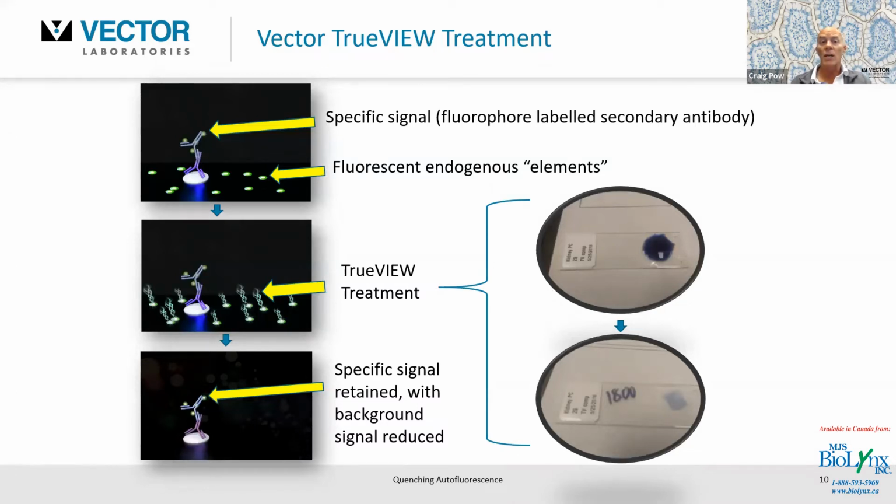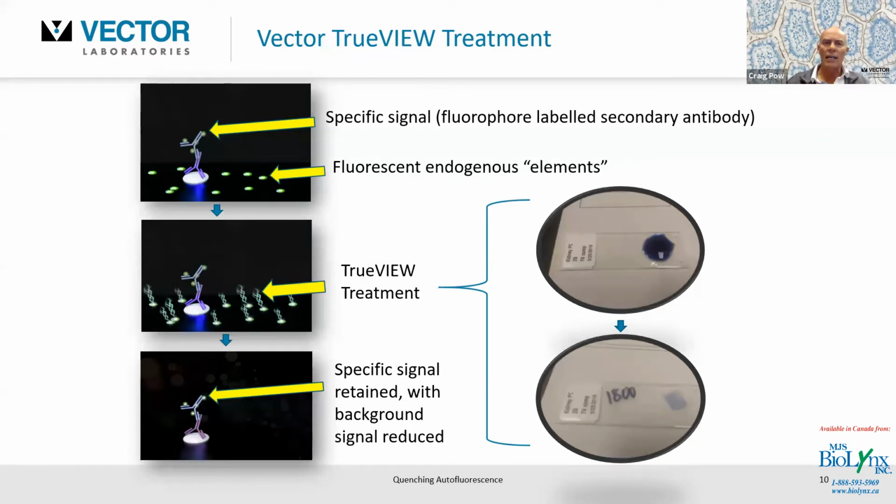Now, importantly, I will say that TrueView does turn sections blue, and I'll show you a quick little video coming up. But nonetheless, autofluorescence itself is a form of background. So it's important to determine if you are experiencing background in your immunofluorescence. Is it due to autofluorescence, or indeed has it been introduced from some part of the detection system?